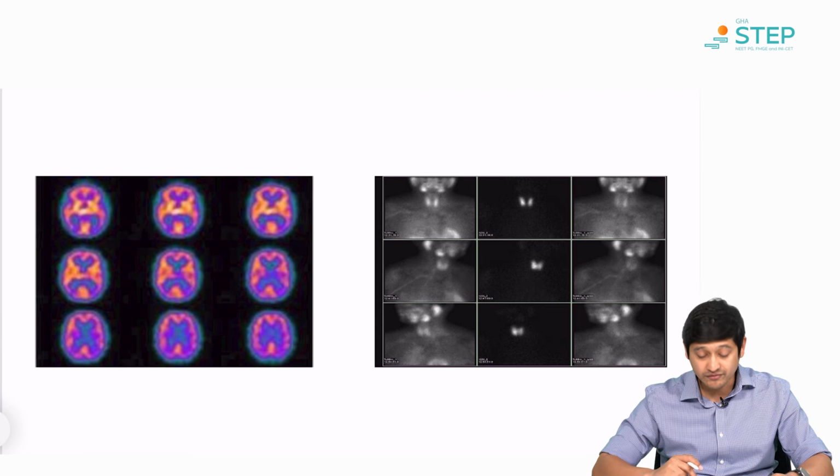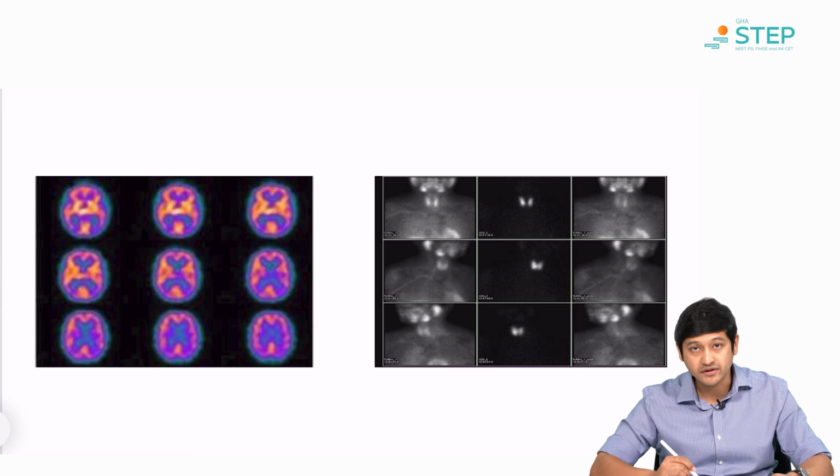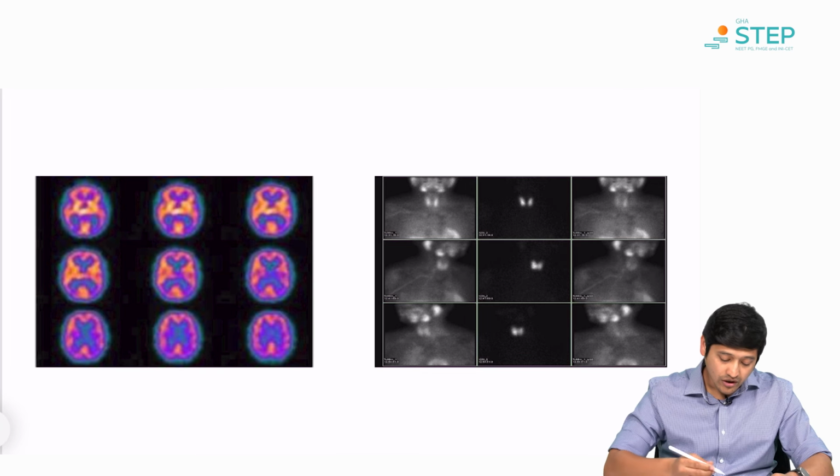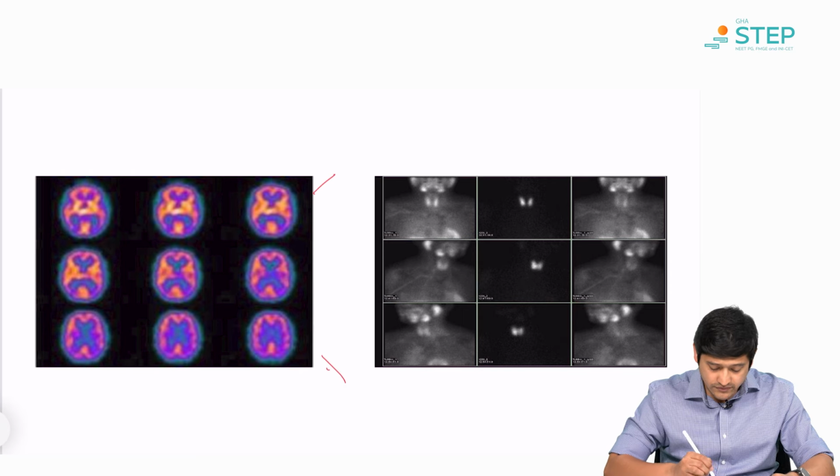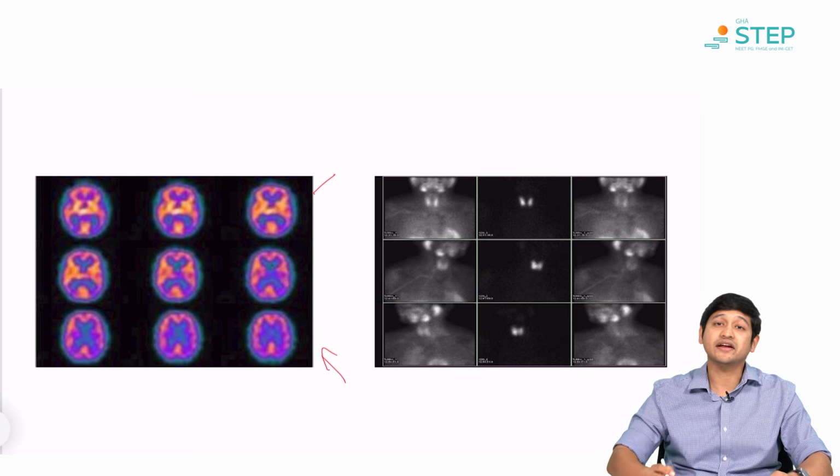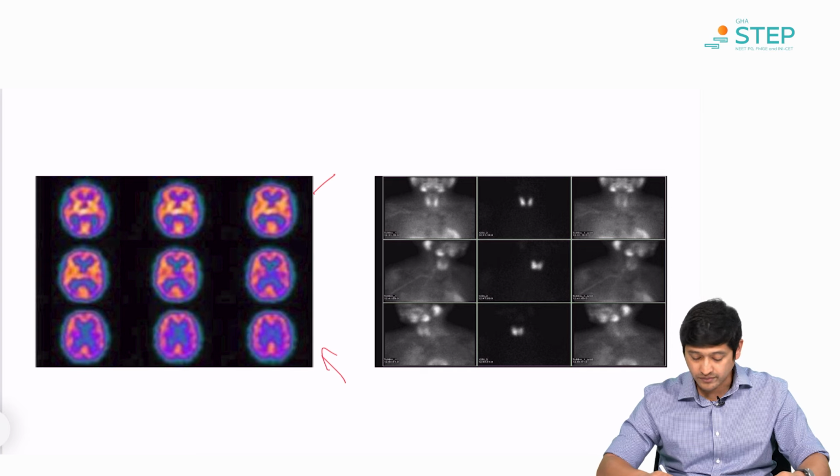Is this a cerebral blood flow scan? Obviously not, because the whole body has been represented in the image given to you. On the other hand, a cerebral blood flow scan looks something like this. It predominantly images the brain parenchyma and is trying to assess perfusion in different parts of the brain.